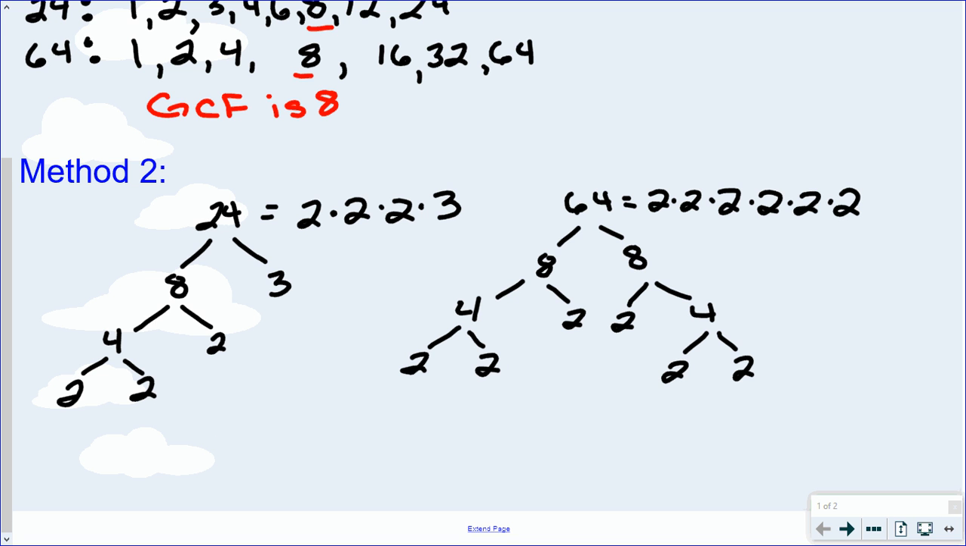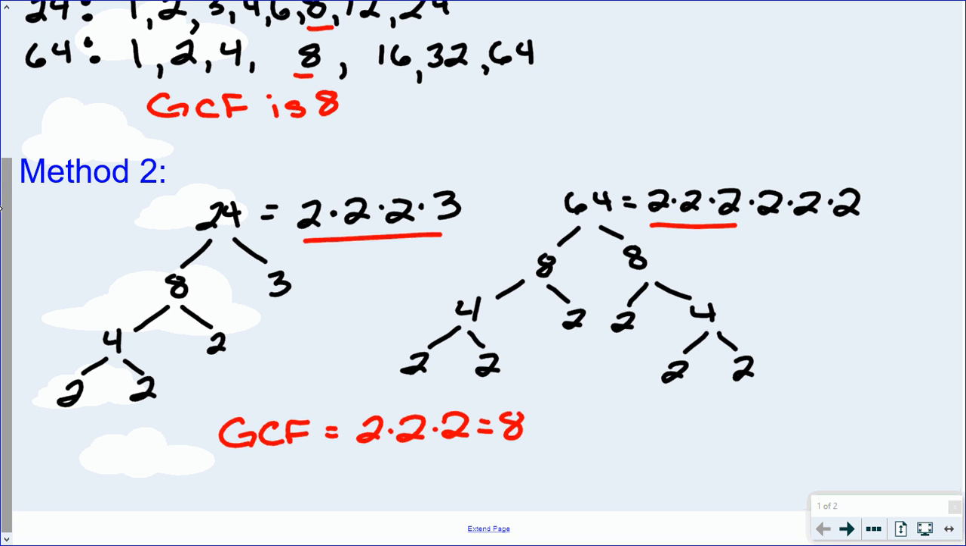So the greatest common factor, we just take the product of the common factors. The common factors that they have are 2, 2, and 2. There's 3 of them, right? These 3 and those 3 are in common. Multiply those together, and you get 8. So the greatest common factor is 8.